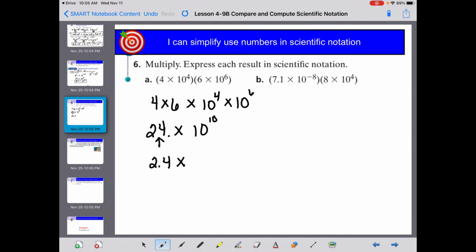From where the decimal is, I need to move 10 places to the right. So the new one, I move 11 places to the right. Letter B.